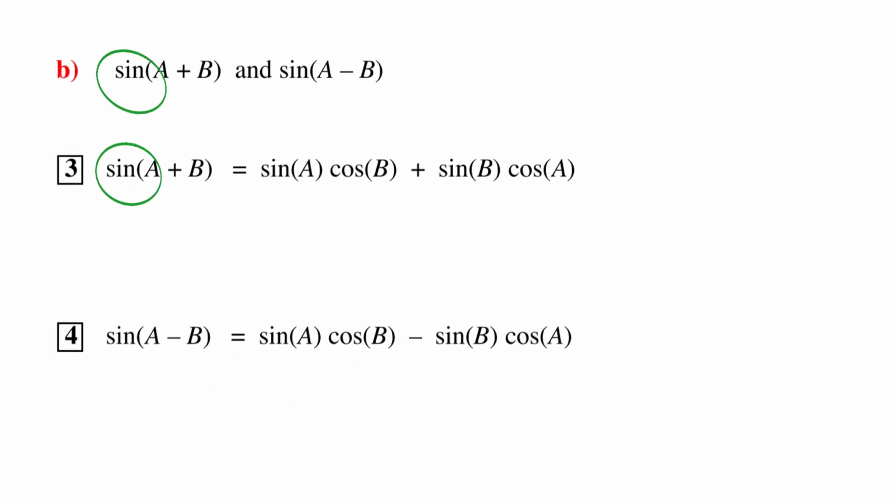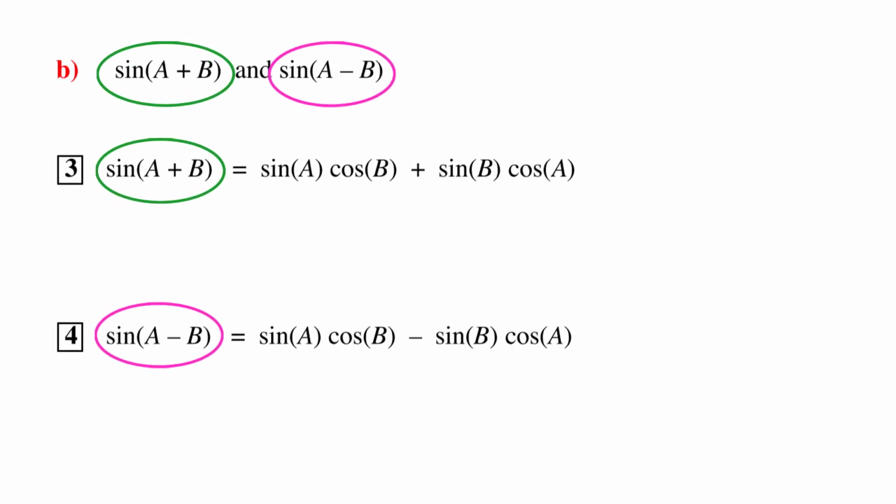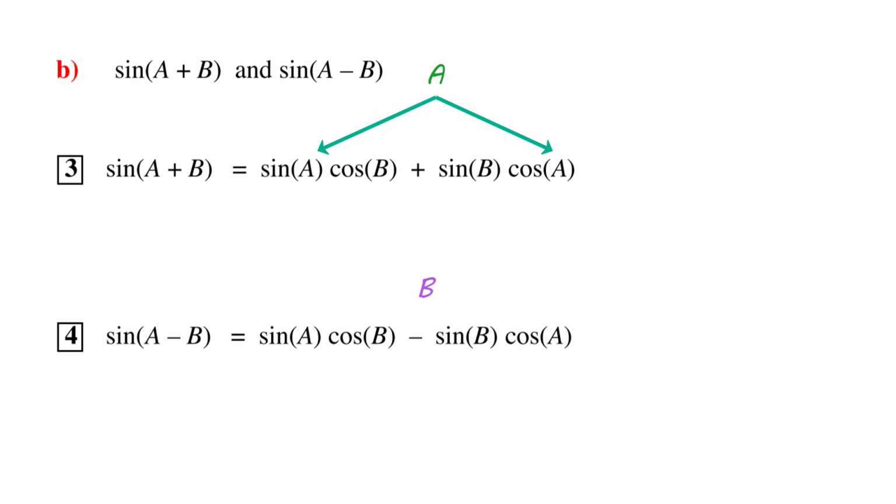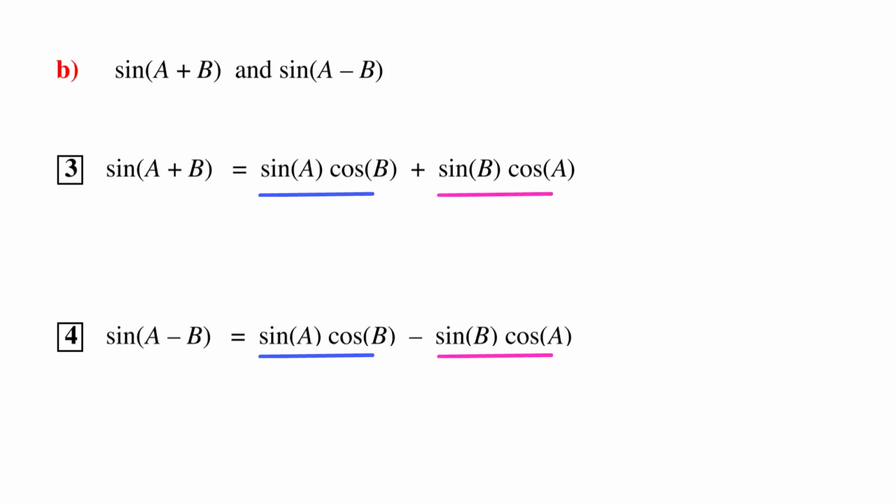Now here we'll compare and contrast the sine of A plus B and the sine of A minus B. Notice again, it's two products. The first one, sine A cosine B, and the second, sine B cosine A. Notice that angle A appears in each product, first as the sine of A, second as the cosine of A. And angle B also appears in each product, first as the cosine of B, then as the sine of B. So the pattern here is sine A cosine B, and then sine B cosine A.